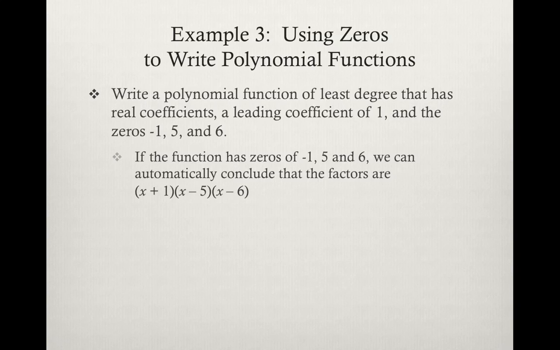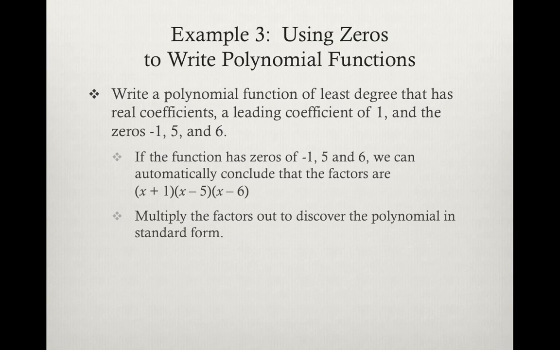Okay, again, that comes from that property, I guess you could call it, that we saw in a previous lesson that said that the 4 different statements were all equivalent. So if we know what zeros are, taking x minus those zeros give us factors. So we now know what the factors are. And then we just need to multiply the factors out to get the polynomial in standard form.